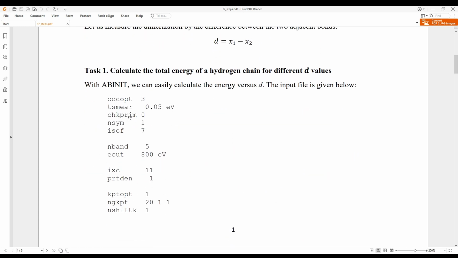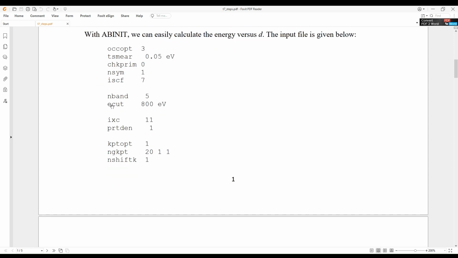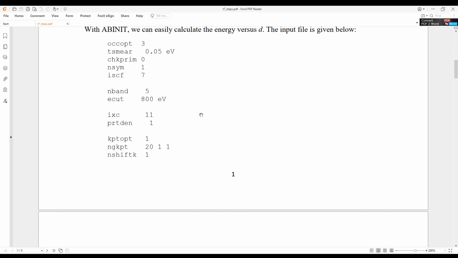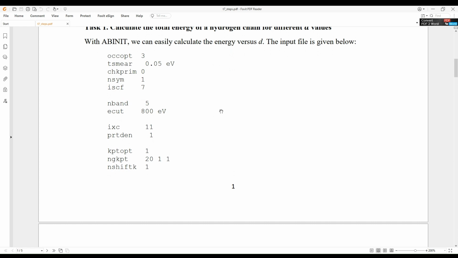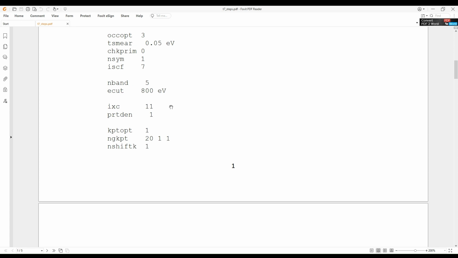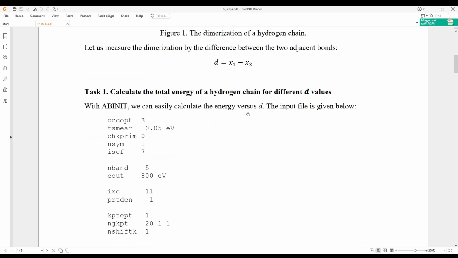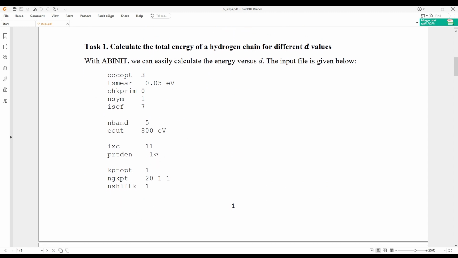The smearing temperature I'm going to use is 0.05 electron volts, and the ecut I set is 800 eV. I'm using 5 bands for the calculation, which means that I also include some unoccupied conduction bands in the calculation as well. I use the PBE exchange correlation functional for the calculation. I also print out the density in order to make this plot by setting prtden equals 1.